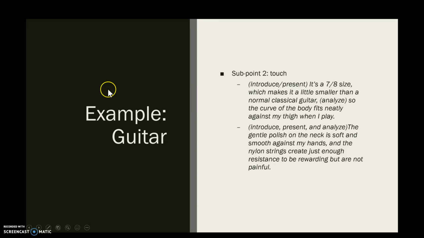So then I'm going to take my next set of details, which have to do with touch. So I'm going to introduce and present it. It's a 7/8 size, which makes it a little smaller than a normal classical guitar. So that's introducing the evidence. Now I want to explain why that's important. So the curve of the body fits neatly against my thigh when I play.